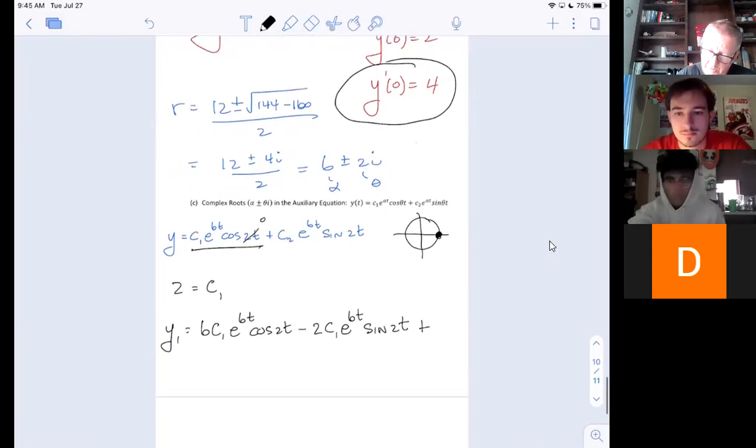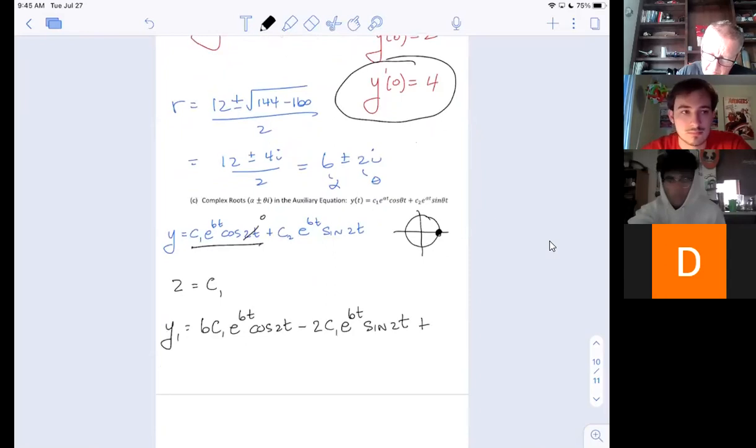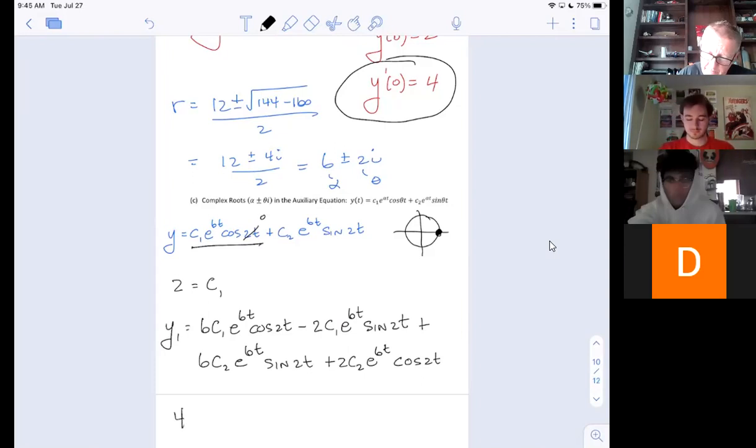Plus, I love plus signs with derivatives. Then it would be 6C2, because the derivative of e to the 6t is e to the 6t times 6, times the sine left alone. But then plus the derivative of sine is cosine, but I also have to multiply by 2. So that would make it 2C2 e to the 6t. And so there's my first derivative. And I am told that that first derivative will be equal to 4 when t is equal to 0.